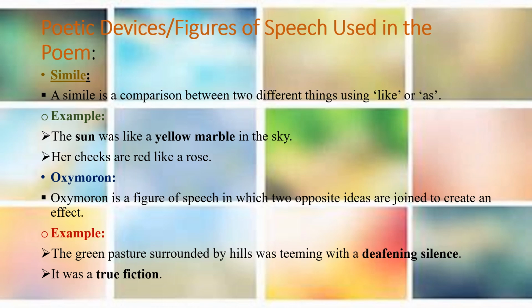The next one is, it was a true fiction. Again, you can see fiction is a story that is invented, that is not true. But over here, two opposite ideas are combined to make an effect. So oxymoron is used in poetry for a better impact.